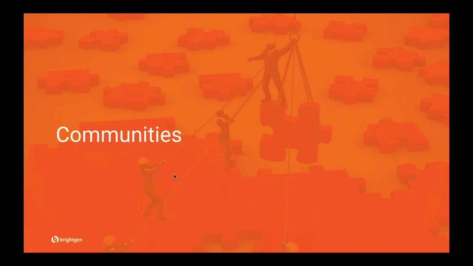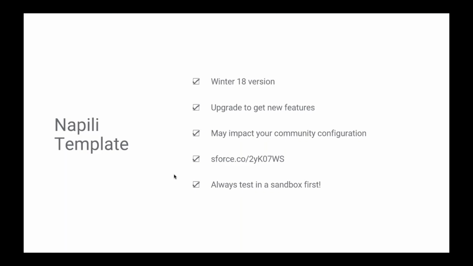Next, communities. So there's a new version of the Napili template in Winter 18. The Napili template is the template that you use if you want to build a community using Lightning components and with the Salesforce Lightning Design System, with a lot of built-in functionality around accessing Salesforce data, etc. So as I say, new template in Winter 18, and you will need to upgrade to this to get the new functionality. However, as I say in the third point there, upgrading may impact your community configuration.